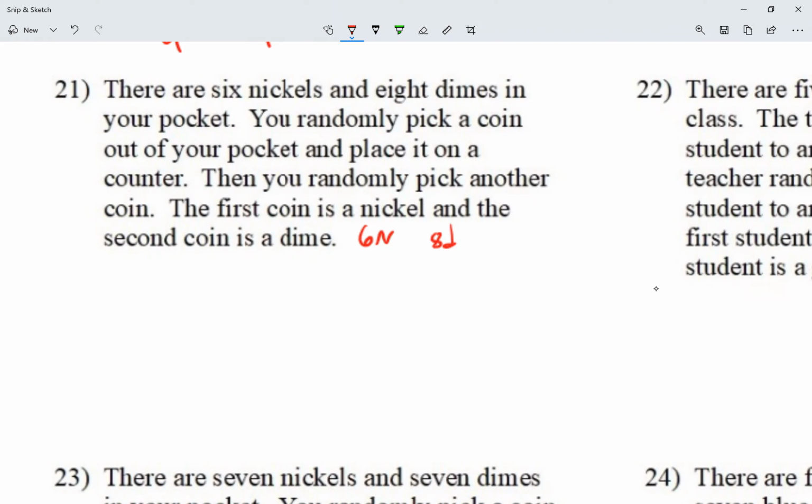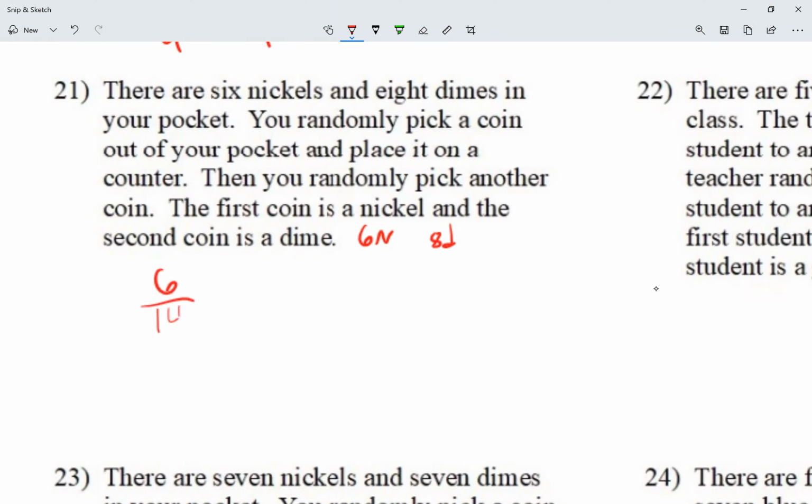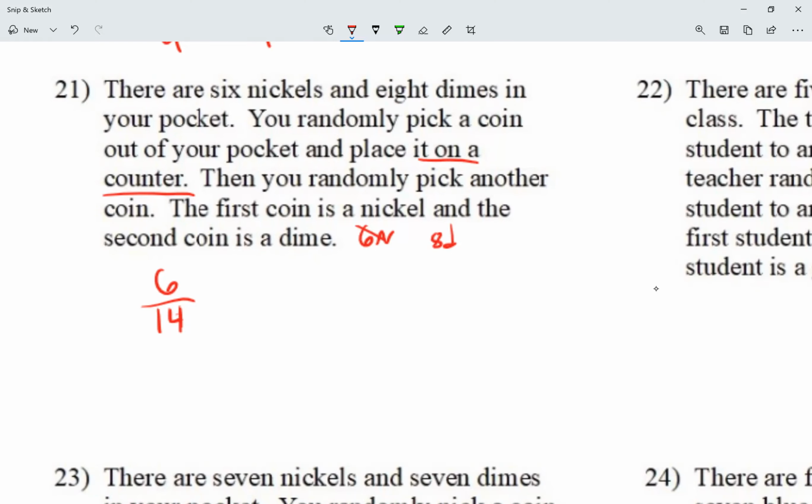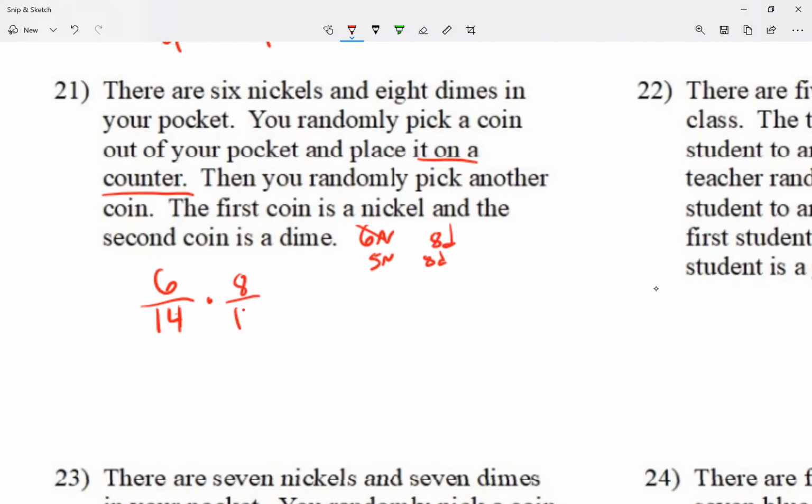So I have 6 nickels out of 14 total. I place the coin on a counter. So then I have 5 nickels now and 8 dimes. Now my second try, I'm gonna get a dime. So I'm gonna say 8 over 13, right? Because I have 8 dimes out of 13. Notice how the outcome of the first one did affect the outcome of the second one. That is what we call dependent.